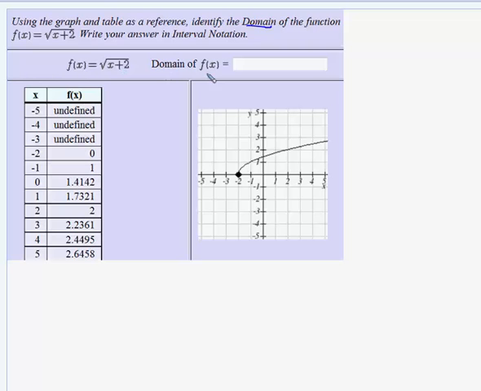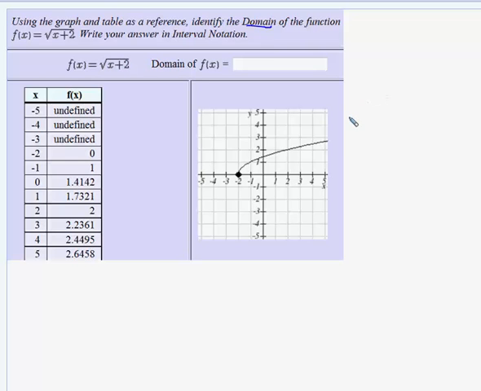Think of the domain of a function as the set of all x values, or possible inputs, for which you will get a defined output. So for example, because this equation involves a square root, let's discuss the meaning behind the problem before I show you how to get to the answer.